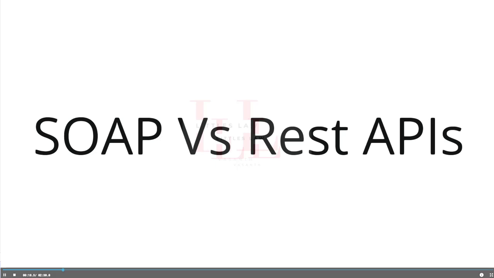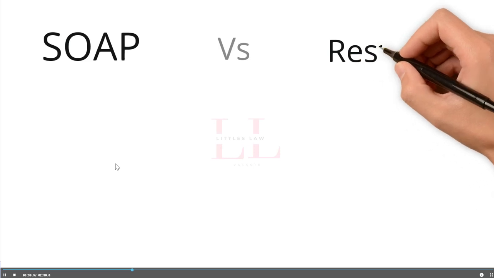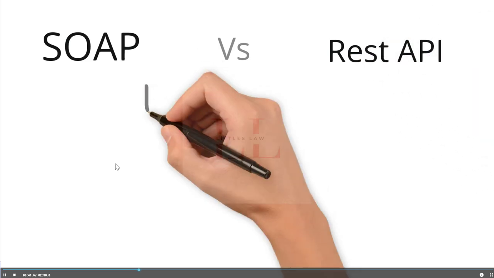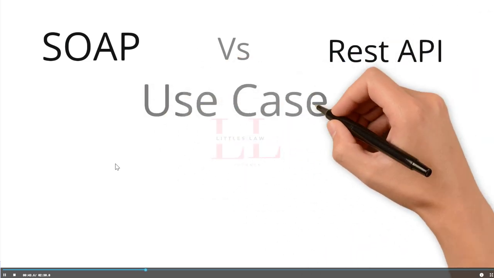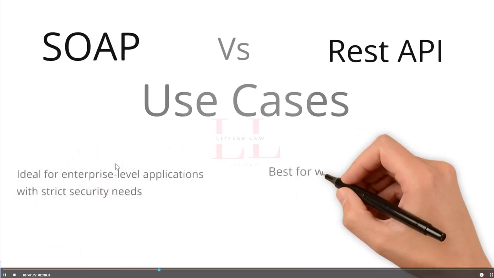So the third topic in terms of SOAP versus REST API is the use cases. So moving to the use cases part. When it comes to the difference between SOAP versus REST API, in SOAP, it's very ideal for applications which require a high level of security, reliability, and transactional support.